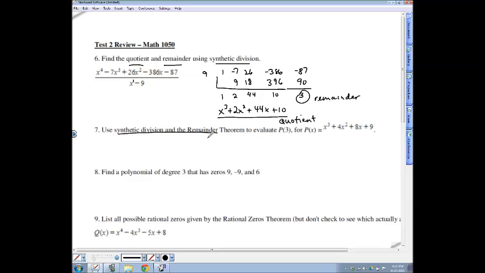Now, the remainder theorem, well, let's first start with synthetic division here. 1, 4, 8, and 9. And when we're using the remainder theorem to evaluate a polynomial, you actually use this value here. The remainder theorem states that whatever value you get as the remainder, that's what you would get if you plug this number into the polynomial. So, let's see what we get.